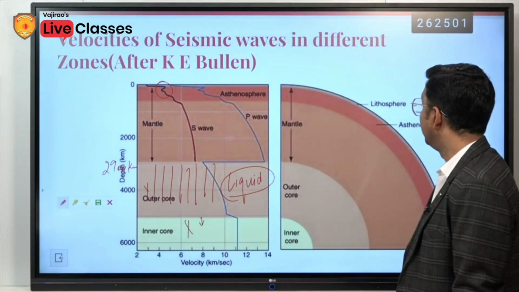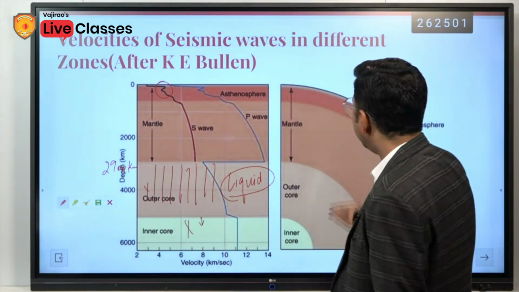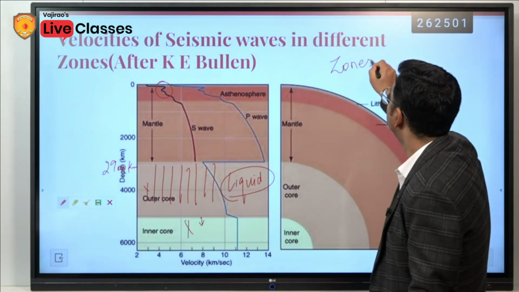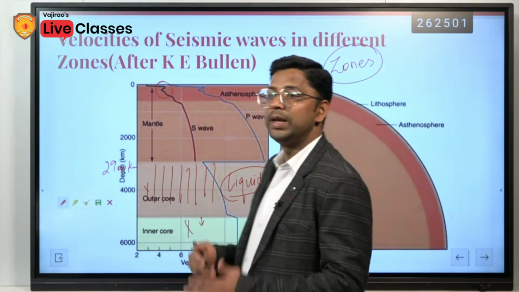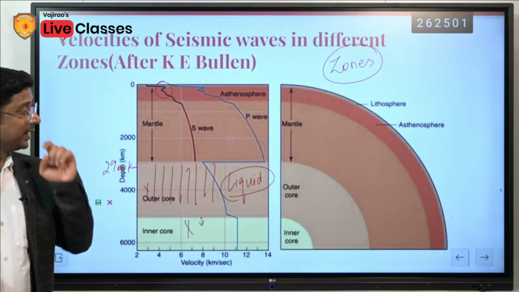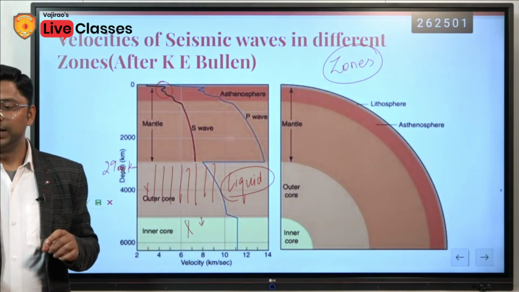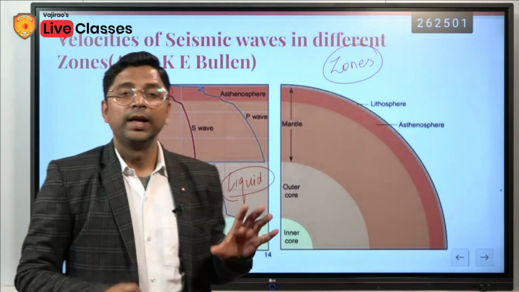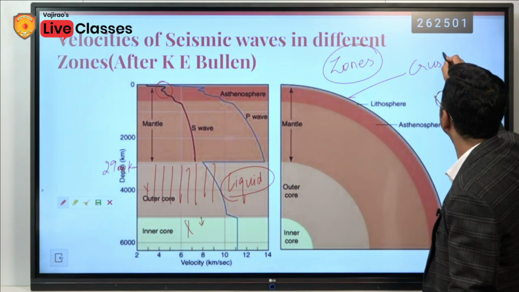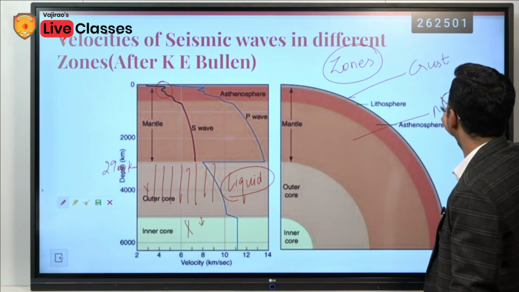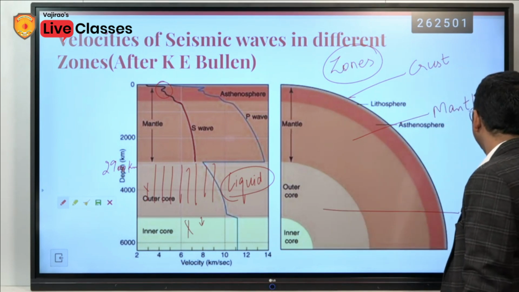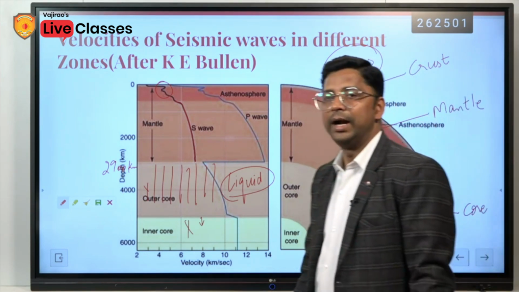From this graph, what is the information that we can infer? That there are various zones. Earth is divided into various zones. From the crust to the core, the Earth is divided into various zones. These zones are called crust, mantle and core. Crust, mantle and core.